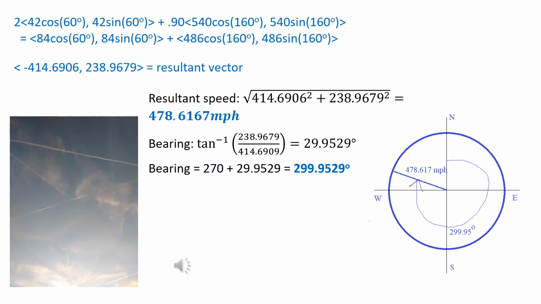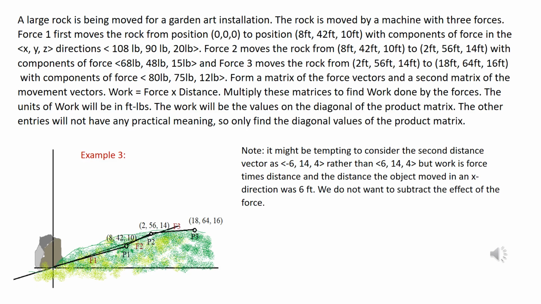That is measured from the negative x-axis. So the bearing will be 270 degrees plus that angle, or 299.9529 degrees, or basically 300 degrees. So the plane is flying now at a bearing of about 300 degrees at a speed of 478.6167 miles per hour. In example 3, we're going to look at an application of multiplying matrices.